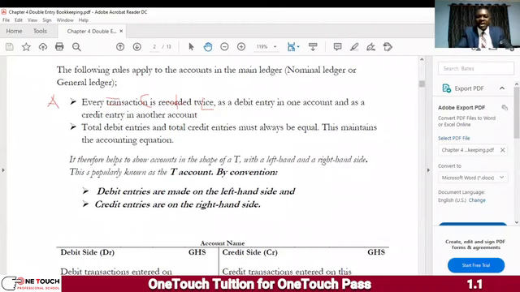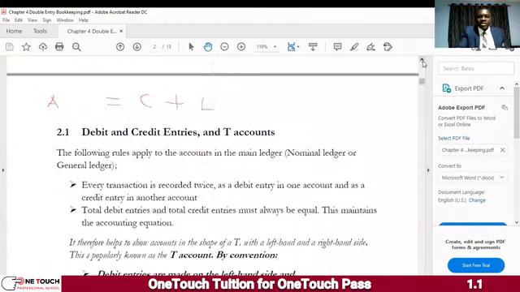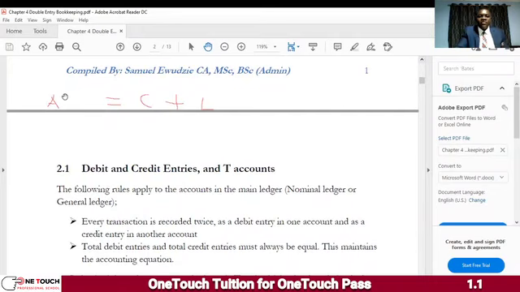So if you look at the accounting equation carefully, you can say that there are two sides. We have the left hand side representing assets and the right hand side representing capital and liabilities. So if you are going to keep this in a T shape, this T shape again takes the form of the accounting equation.